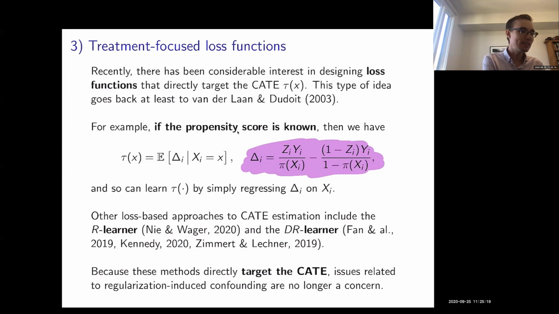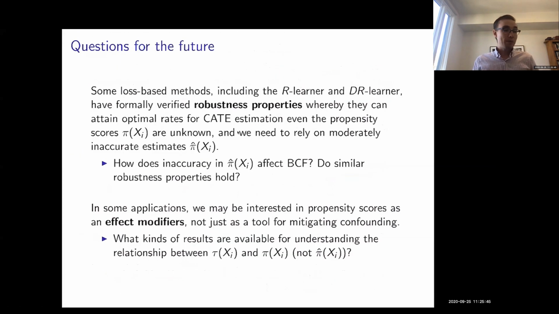Other more recent ideas in this family include the R learner and the DR learner, which are robust loss functions that again try to target the CATE function directly. So that was a third idea that isn't as central as the first two in BCF, but has received some amount of attention in the broader literature. Having said that, I wanted to close with two questions that I was thinking about while reading through this paper.